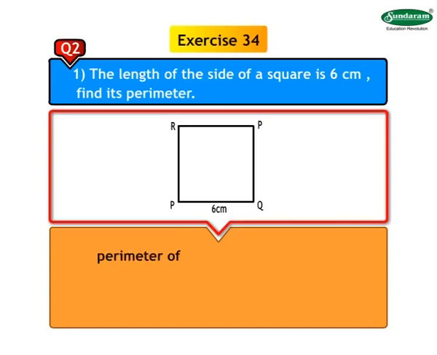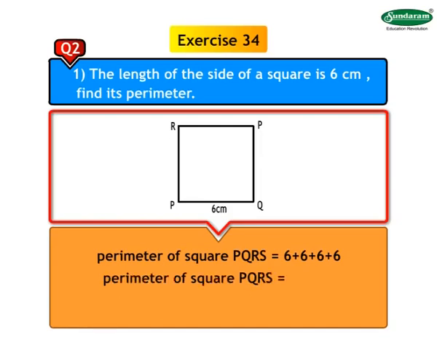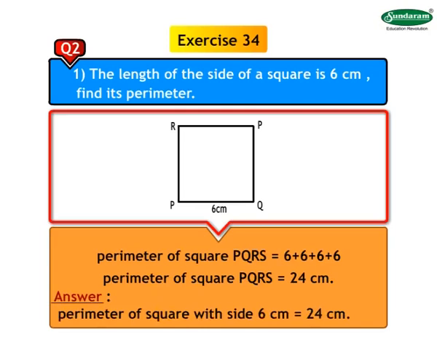Therefore, perimeter of square PQRS is equal to 6 plus 6 plus 6 plus 6. Therefore, perimeter of square PQRS is equal to 24 centimeters. The answer is perimeter of square with side 6 centimeters is 24 centimeters.